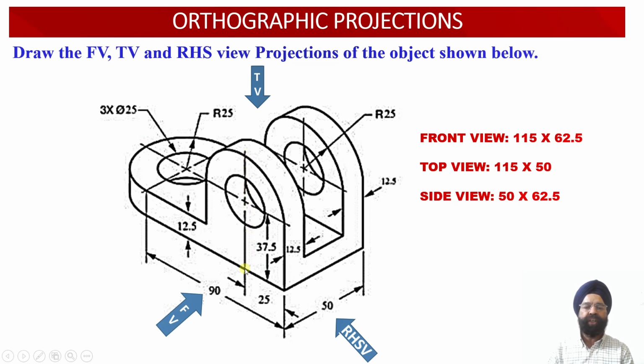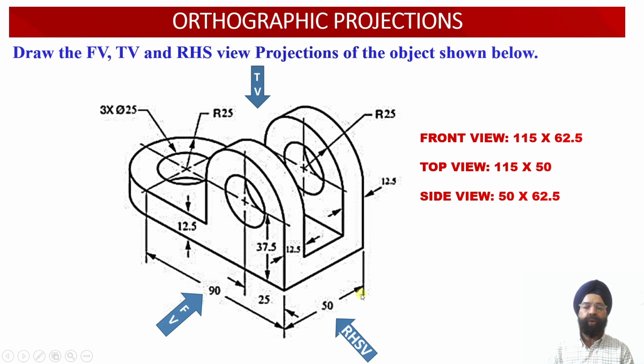Now when we are going to look at this object from the top, we will observe that once again the width of the object will be 115 millimeter, while the depth of this component will be equal to 50 millimeter. So the top view face will be measuring 115 millimeter by 50 millimeter.